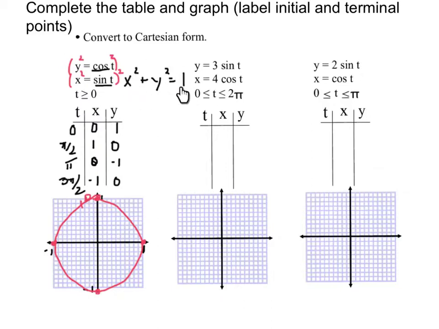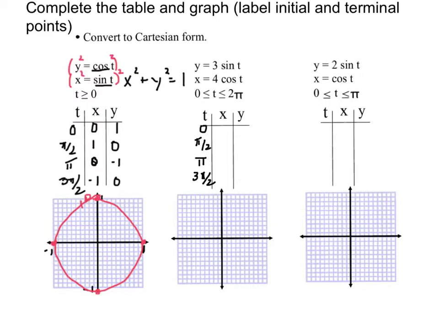So this is the Cartesian form. The sine squared plus cosine squared thing is the key to this. Okay? All right. Next, let's do 3 sine t and 4 cosine t, from 0 to 2 pi. So I'm going to do the same exact t values: 0, pi over 2, pi, 3 pi over 2, and remember 2 pi would just be back at the beginning, so it would be the same as 0.